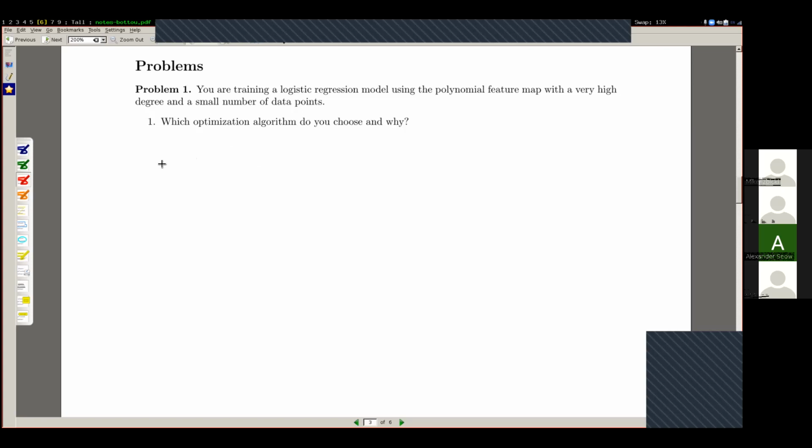So if I have the polynomial feature map in high degree, is the dimensionality of my problem going to be large or small? Yep, large. Why? Yeah, so the purpose of the polynomial feature map is to increase the dimensionality of my problem, to increase my VC dimension, and a high degree is going to increase it higher than a low degree. So because of this, our D value will be very large.